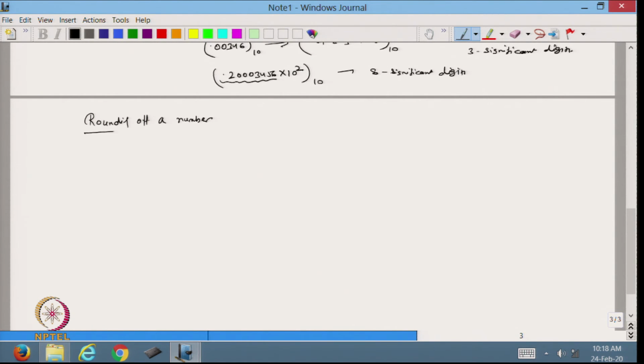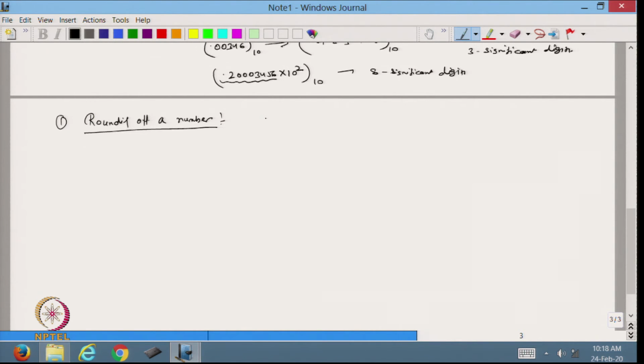Number, because we know that in the computer whenever we are dealing with the fractional part we have to approximate the number. So, in that case how we can approximate a number? This is done by the rounding of a number. So, this is how we will do that.